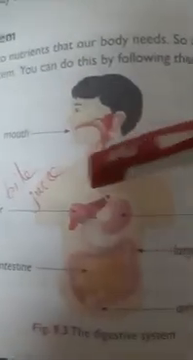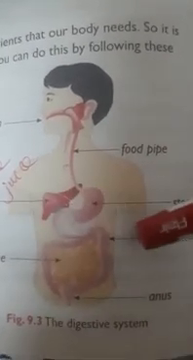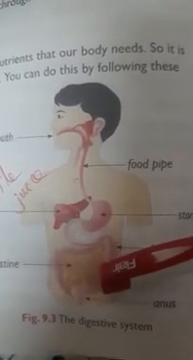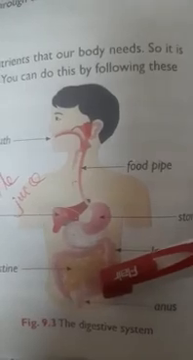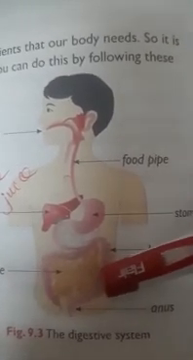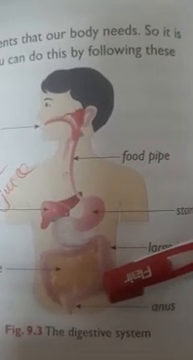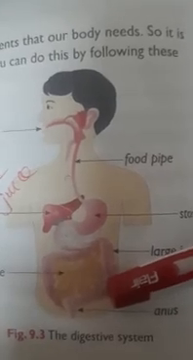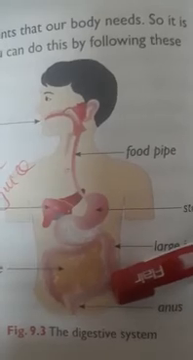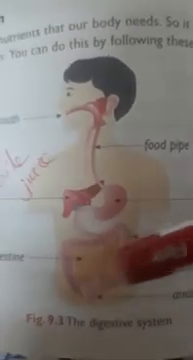Then what is the function of the liver? The liver releases a digestive juice, that is called bile juice, into the small intestine. Then the function of the small intestine. Food from the stomach enters the small intestine where the process of digestion gets completed. The small intestine produces a digestive juice. The digestive juices from the liver and the pancreas mix with it and further break down food into small nutrients. So these nutrients are absorbed by the blood through the walls of the small intestine. So in the small intestine digestion is actually completed.